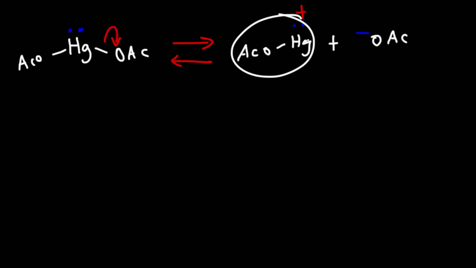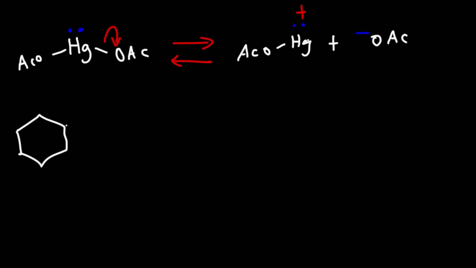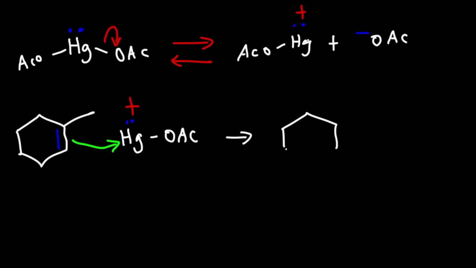Now once we form this mercuric cation, we can react it with an alkene. So mercury has a positive charge. Therefore, it's an electrophile. The alkene is going to be the nucleophile. And so we're going to draw the arrow from the nucleophile to the electrophile. Now the mercury atom is going to go on the less substituted carbon of the double bond. That is, it's going to go on the secondary carbon. And initially, we're going to have a plus charge here.